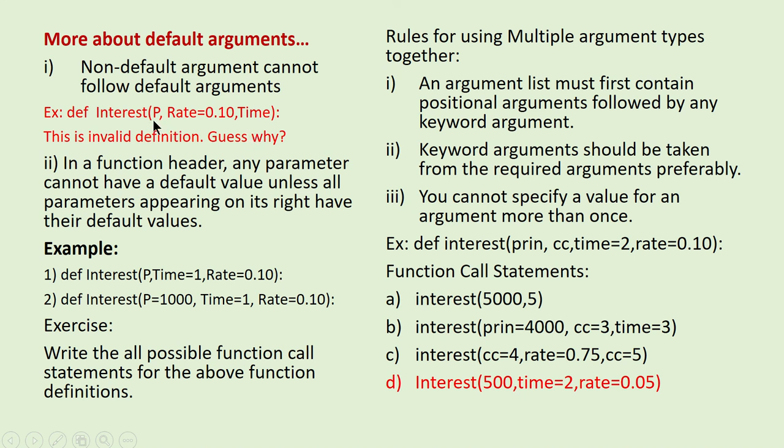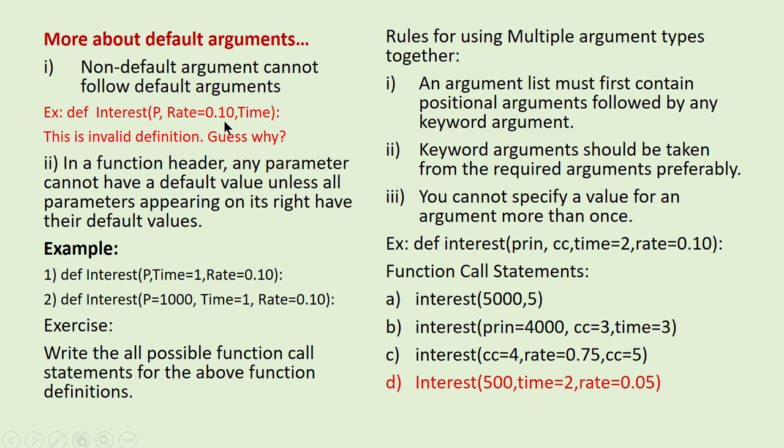If you specify interest of 1000 comma 0.15, 0.15 will not actually go to time. Because the second argument is given as a default argument, you cannot leave it. This is actually a positional argument, so it will take only a third value. You cannot leave the value in between. That is the reason why.